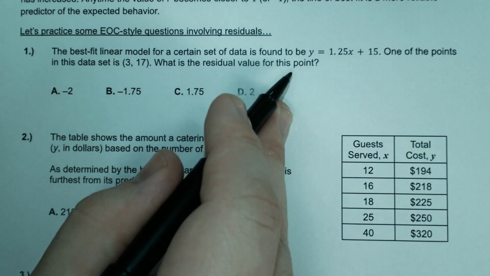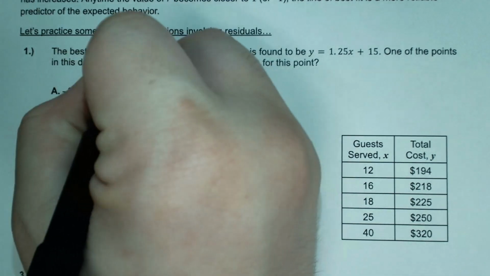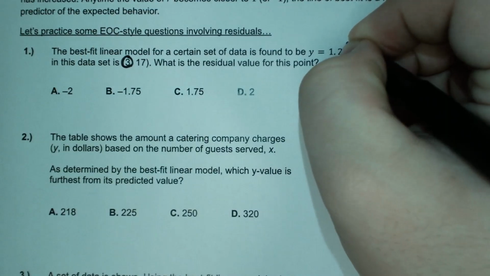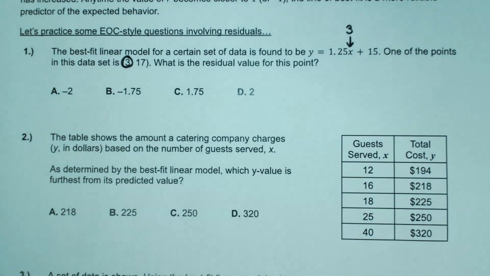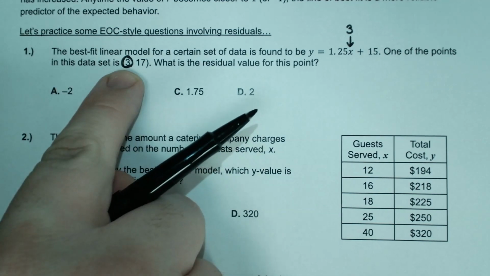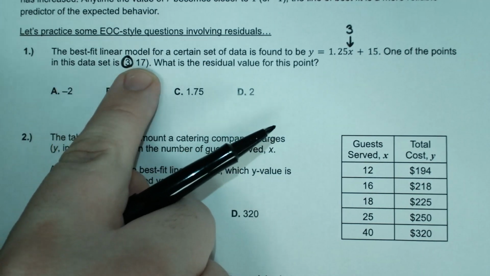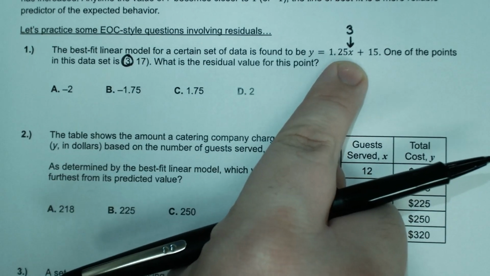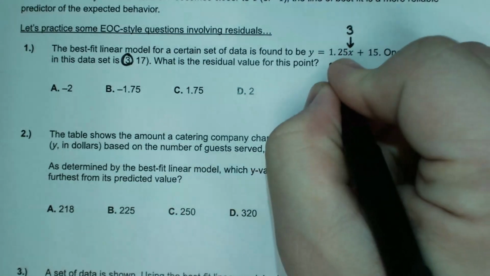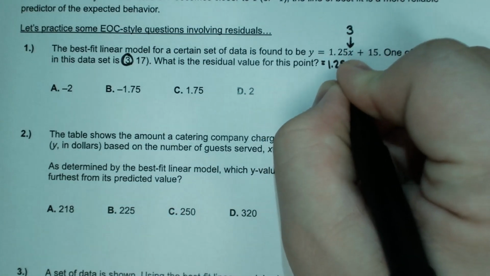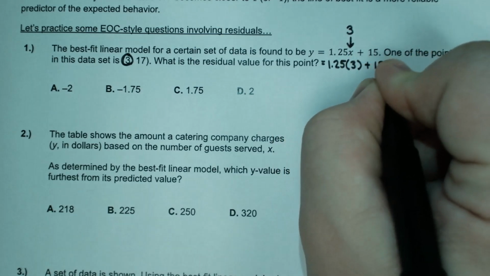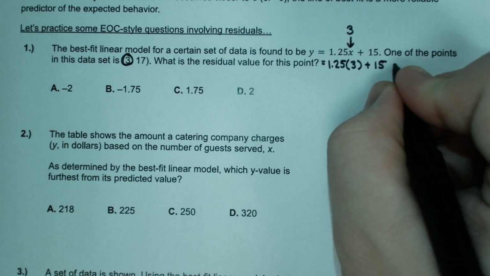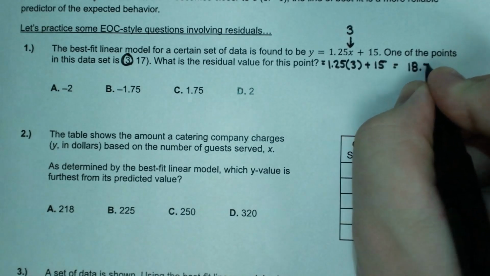So, what I'm going to do to answer this question is take this 3 and plug it in for x. I don't even know what the data means here. Let's just say it's talking about how many hours somebody studied and their test score. This says that someone studied for 3 hours and they made a 17. This function is supposed to tell us what they should make based on how much they studied. So let's plug 3 in. 1.25 times 3 plus 15 comes out to 18.75.